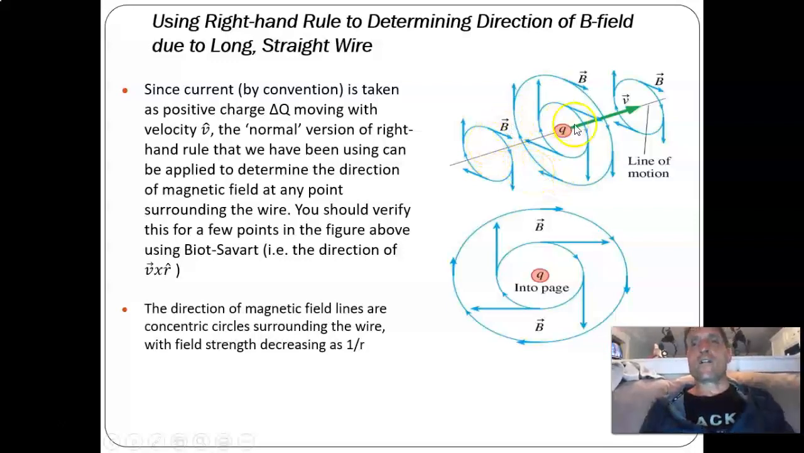And you can show at all these other points, you can calculate the magnetic field using the right-hand rule, and you can see that the magnetic field lines are circles surrounding the wire.